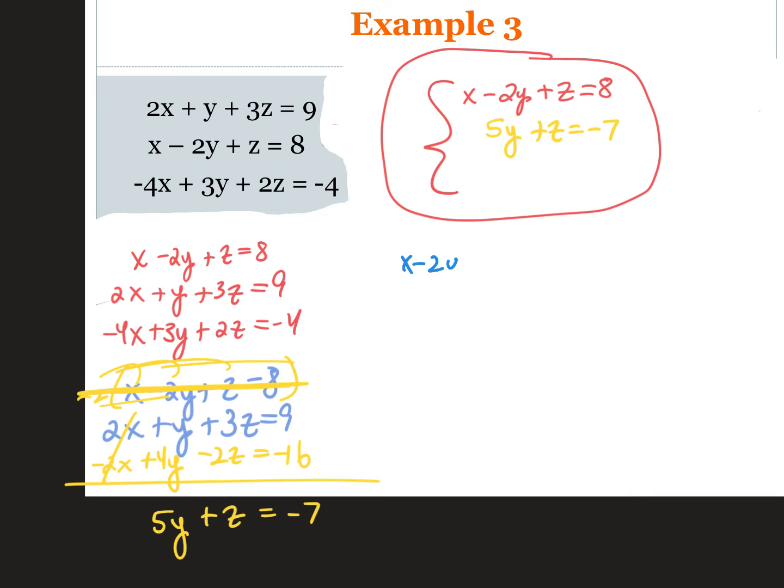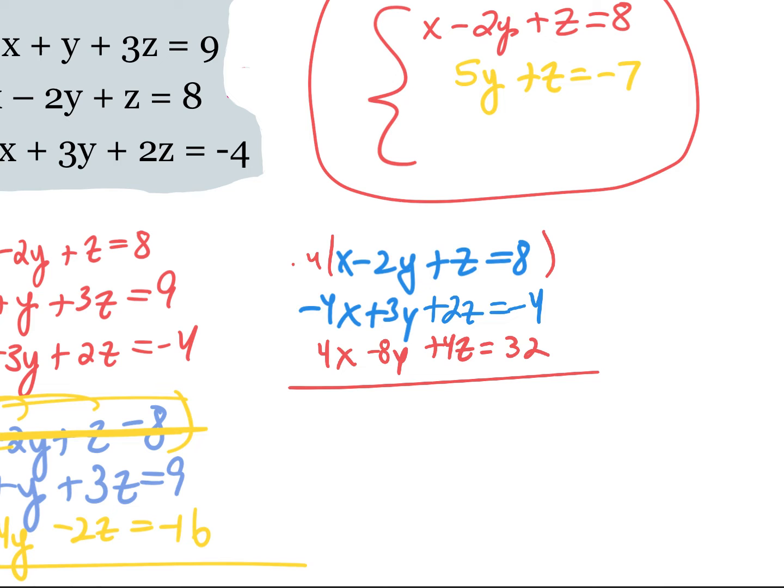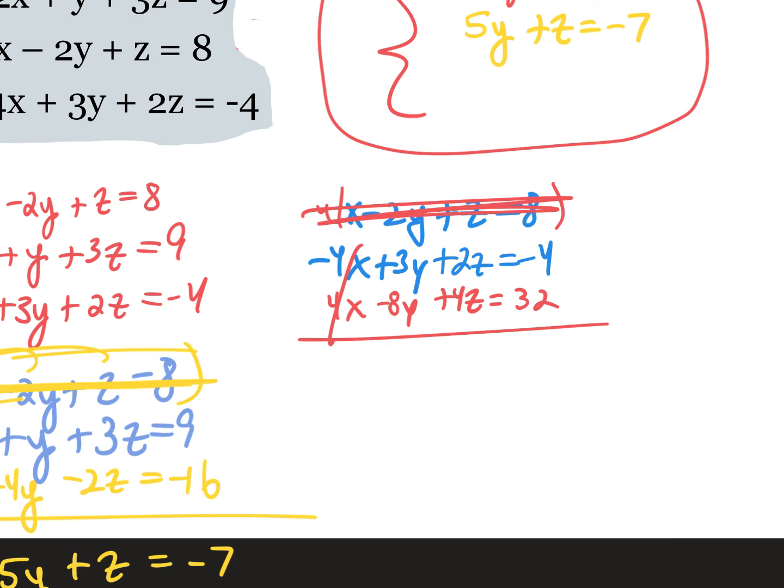So x minus 2y plus z equals 8. Negative 4x plus 3y plus 2z equals negative 4. What am I going to multiply the top equation by? Positive 4. Good. Whole way through. So 4x minus 8y plus 4z equals 32. Agreed? Okay. What happens to my x's? They cancel. 3y minus 8y is negative 5y. 2z and 4z gives me 6z. And negative 4 and 32?